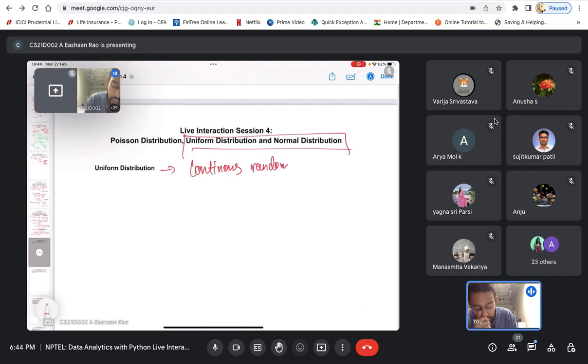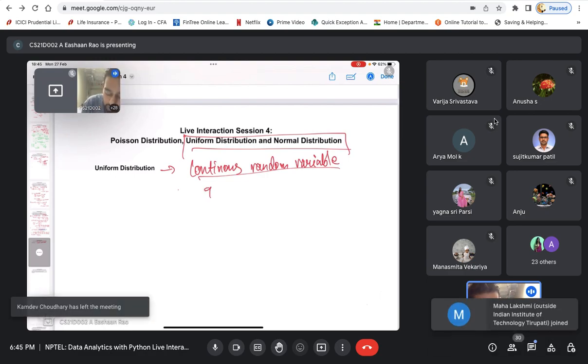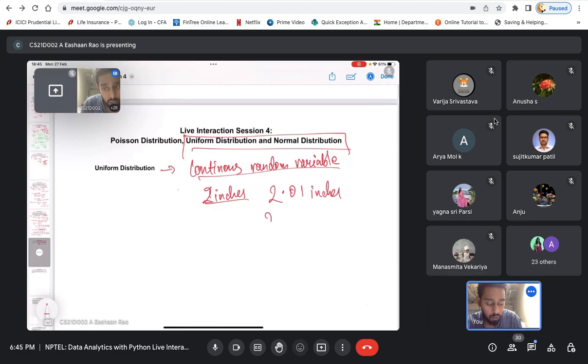To give an intuitive example of a continuous random variable, suppose rain is happening. We usually calculate how many inches of rain happened today or tomorrow or the day after. So if we say that 2 inches of rain happened, in a continuous random variable we can also say that 2.01 inches of rain also happened. This is also valid. 2.00001 inches of rain also happened. This is also valid. 1.999 inches of rain happened. This is also valid.